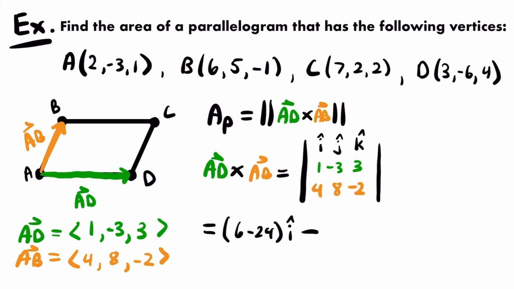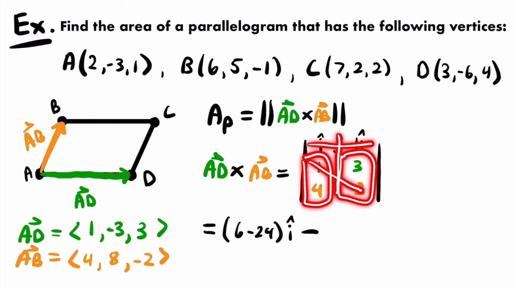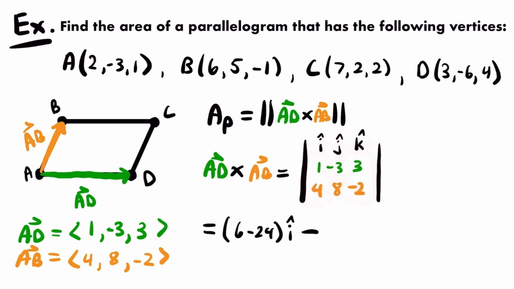And then we'll subtract the next term, which we get by looking at vector j. We're going to cross out the row and the column that vector j is in, and then use the remaining 4 values to calculate a 2x2 determinant. So we'll multiply 1 by negative 2 and subtract 3 times 4. 1 times negative 2 is negative 2, and 3 times 4 is 12. So we will have negative 2 minus 12 times vector j.